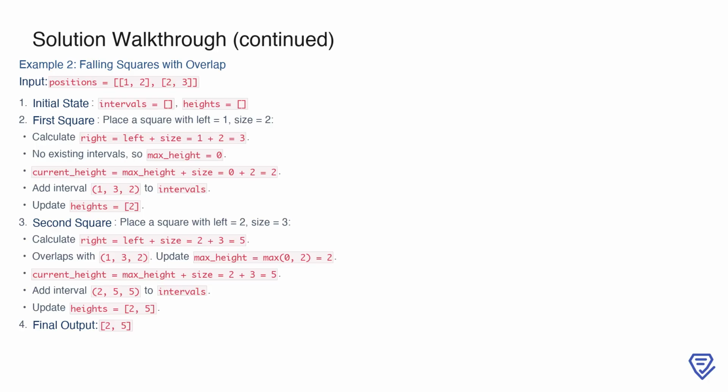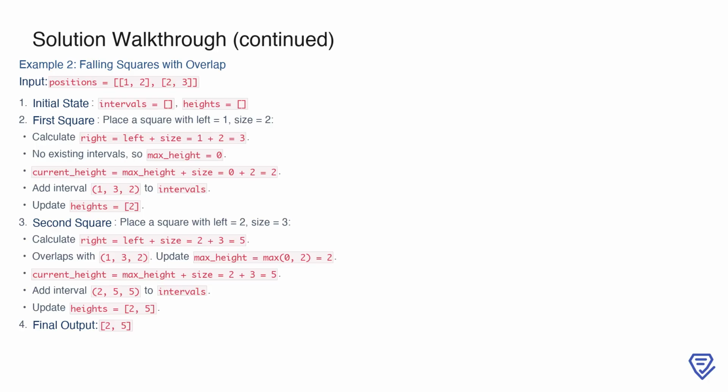For the first square, its left position is 1, and its size is 2, so the right edge becomes 3. Since there are no existing intervals, the maximum height is 0. Adding the square's size gives a current height of 2. We store (1, 3, 2) as the interval and update heights to [2].